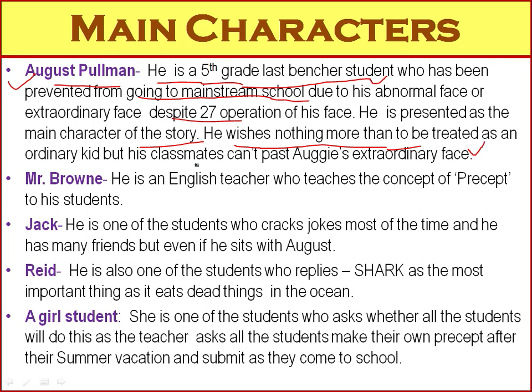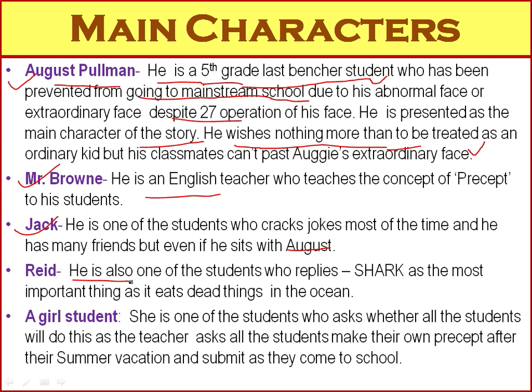गर्ने जिस्काउने गर्छन्. Second character is Mr. Brown. He is an English teacher who teaches the concept of precept to his students. Third character is Jack. He is one of the funniest students, most of the time cracks jokes and makes the students laugh. He sits with August Pullman. ऊ जहिले पनि लास्ट बेन्चमा गएर अगस्ट पुलम्यानसँग बस्छ.